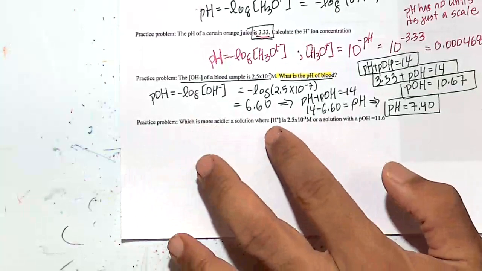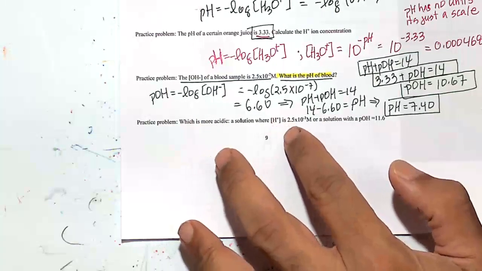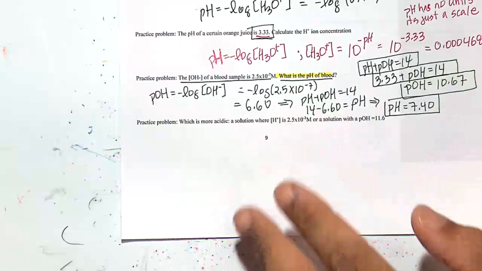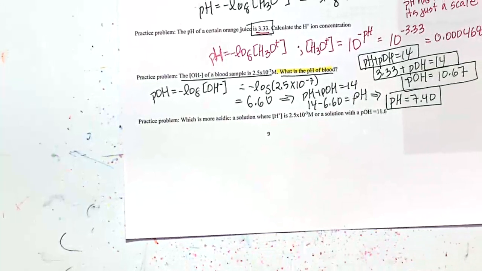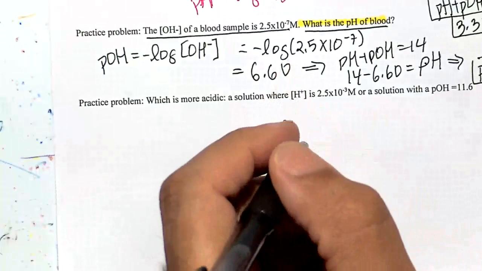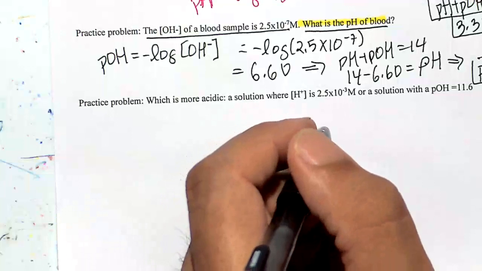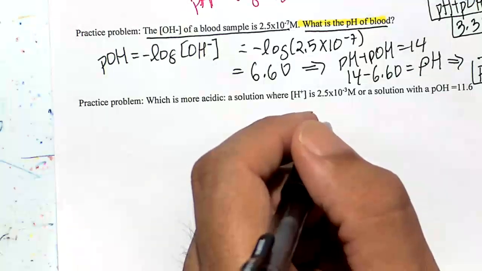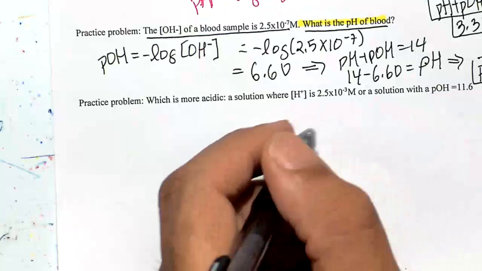All right, which is more acidic, a solution whose H plus concentration is 2.5 times 10 to the minus 3, or a solution with a pOH of 11.6? Which one is more acidic to you guys? How will we solve for this? Which is more acidic. So what does more acidic mean to you?